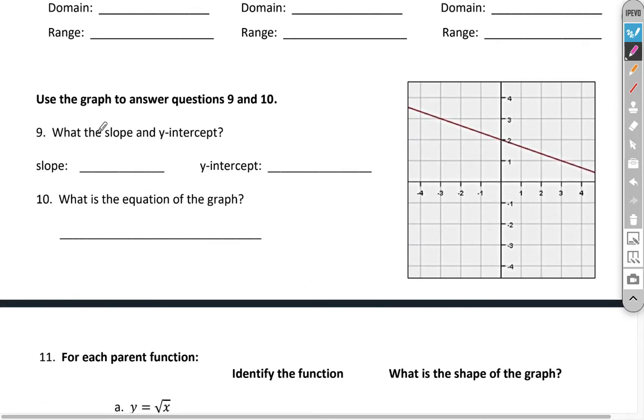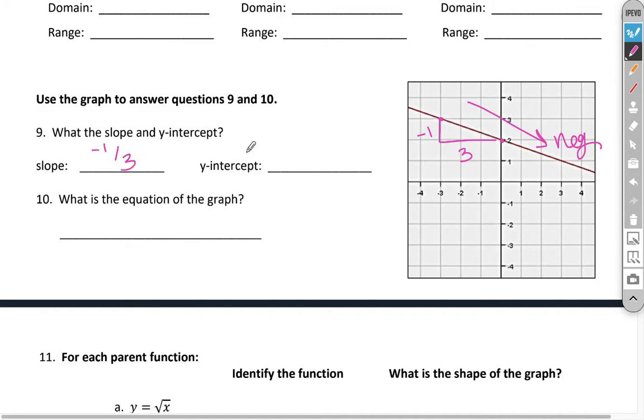All right, we're going to use this graph to answer 9 and 10. So we need to find the slope and y-intercept. So let's do that first. Notice, first of all, that this graph is decreasing, so we're going to be negative. So let's find 2 points. And we're going to go down 1 and over 3. So our slope is negative 1 over 3.